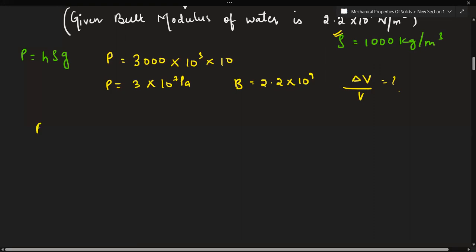See the formula for bulk modulus, I'm writing it again. It's minus PV divided by delta V. You have B with you, you have P with you. You have to find out delta V divided by V. Fine?